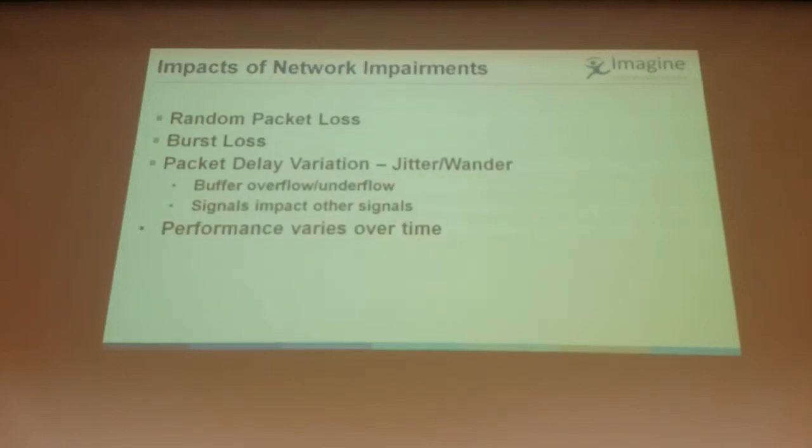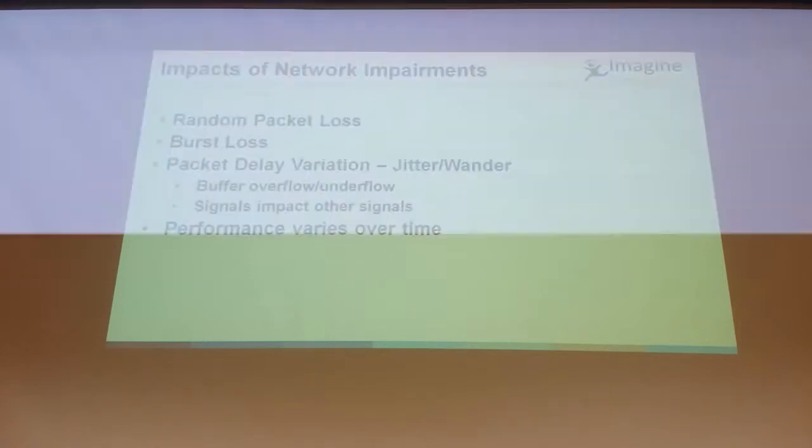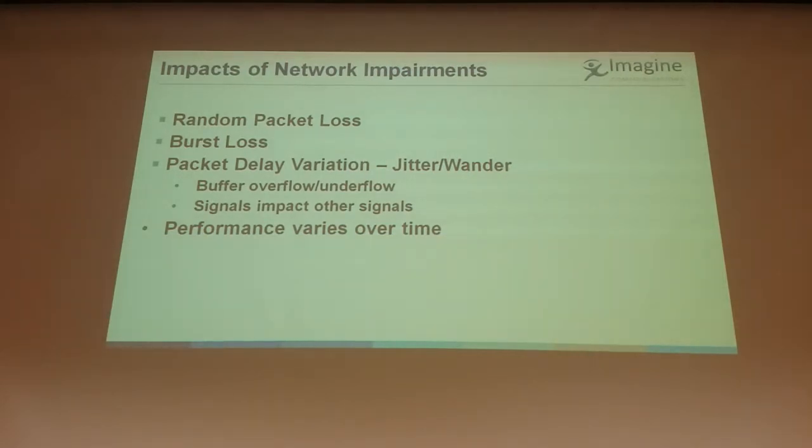So what are some of the impacts of these impairments? Our bit errors are going to cause packet loss. Before, we just lost a couple of bits; now when we have some bit errors, we're going to lose whole packets. When we get congestion in our switches, we're going to get bursts of losses. So not only are we going to lose one packet, we're going to lose a whole bunch of packets. Also, with the congestion in our switches, we're going to get packet delay variation, which is sort of jitter and wander. So the arrival time of our signals is going to vary. And unlike in SDI, where we talk about jitter as very small numbers, this can be milliseconds, like big numbers.